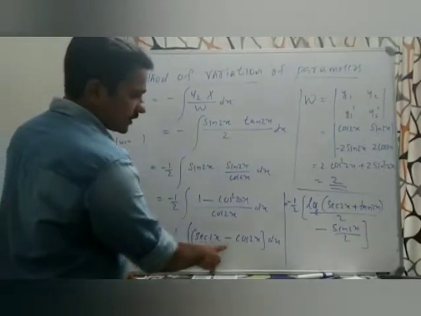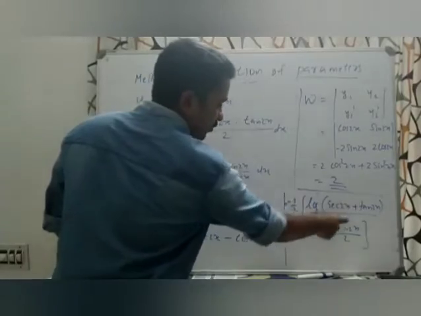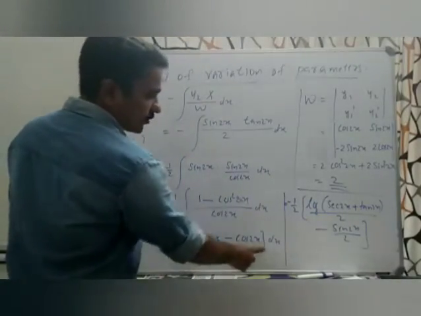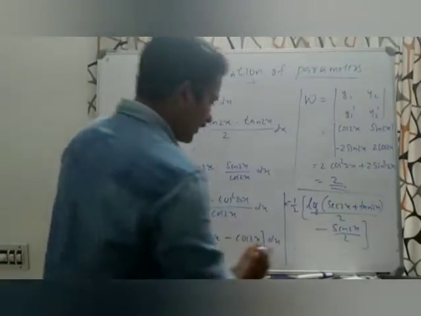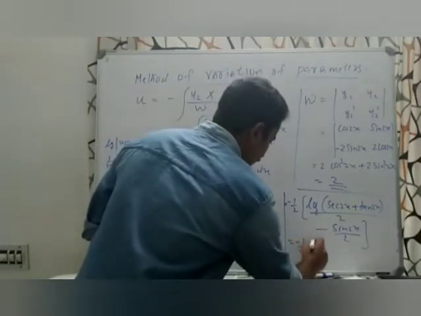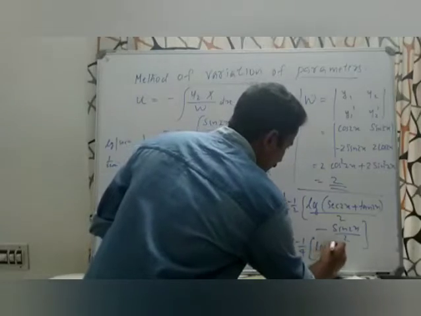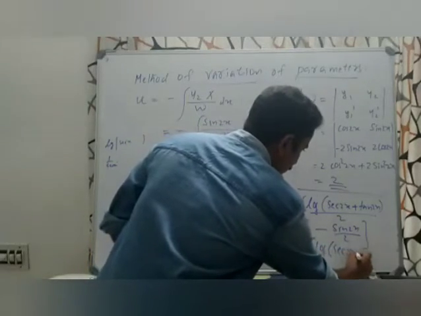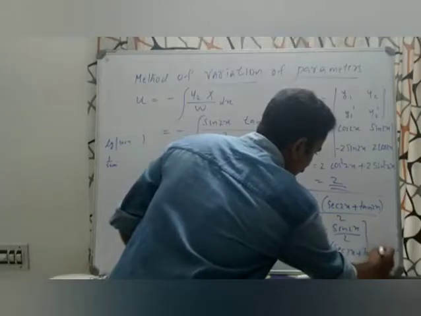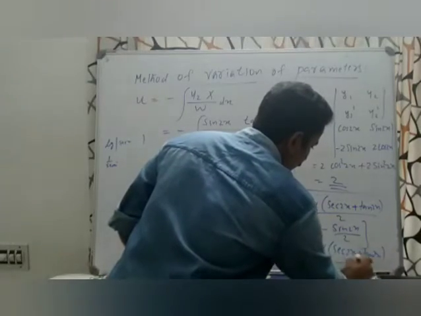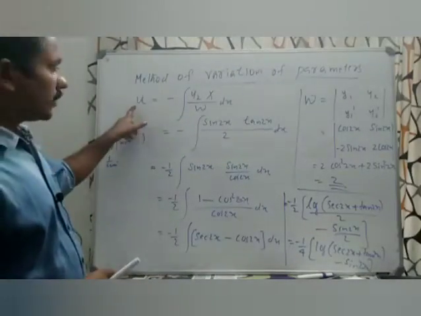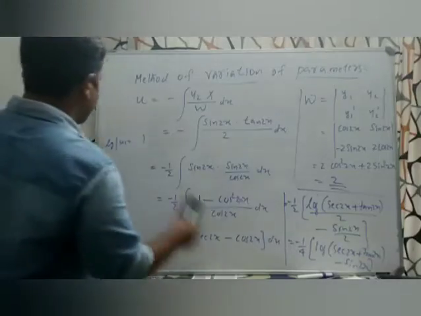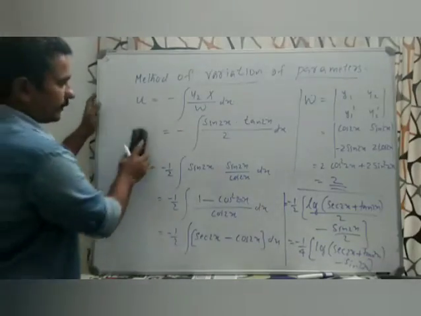So integral of sec 2x is log of sec 2x plus tan 2x, by 2, and integral of cos 2x is sin 2x by 2. And this 2 comes out, so the final answer is minus 1 by 4 times log of sec 2x plus tan 2x minus sin 2x. Okay, so that is what u is. The same way we can find v also.